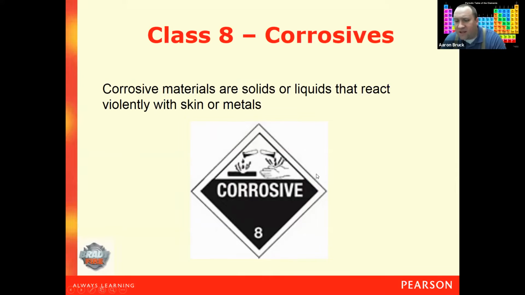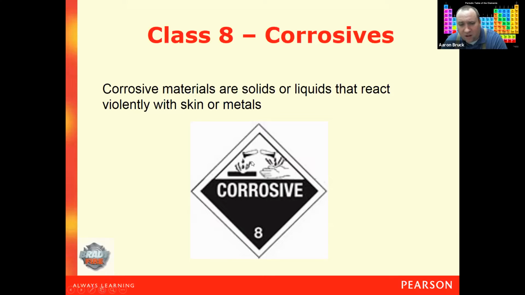And then finally, class 8 are corrosives. These are materials that are either in the solid phase or the liquid phase that will violently react with your skin or with metal. And so corrosive materials are on these black and white placards because they do cause significant damage to your skin and your organs. They are class 8.